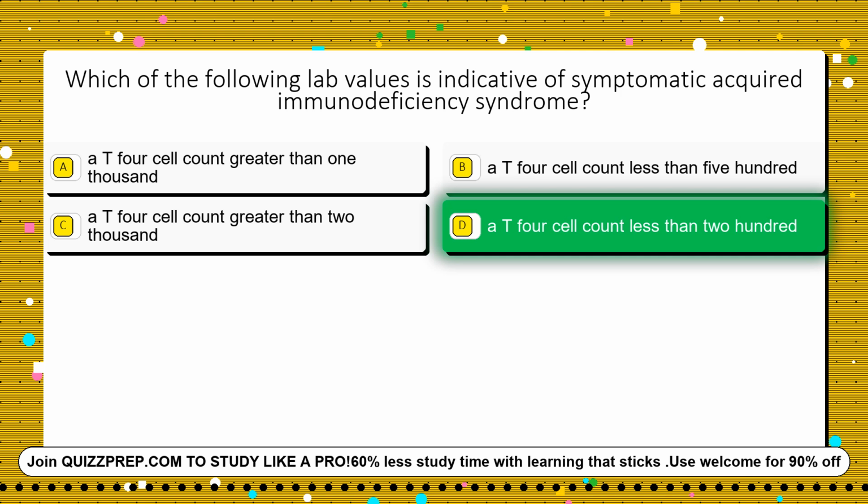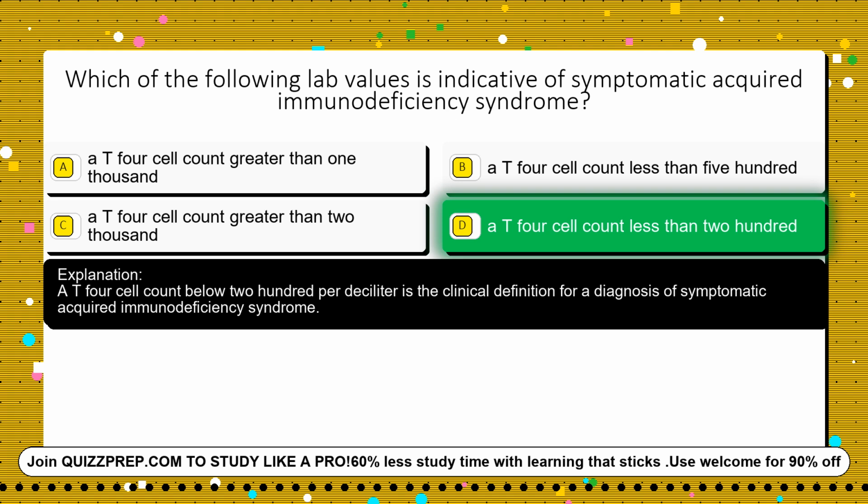The correct answer is option D, CD4 cell count less than 200. A CD4 cell count below 200 per deciliter is the clinical definition for a diagnosis of symptomatic acquired immunodeficiency syndrome.